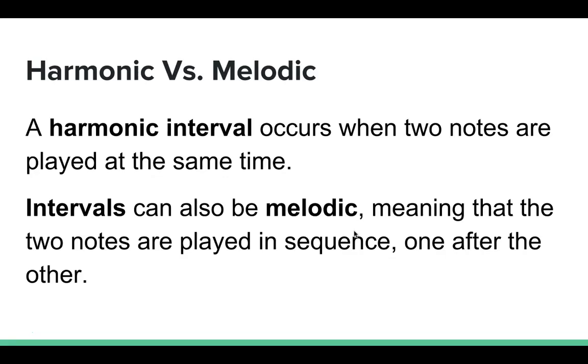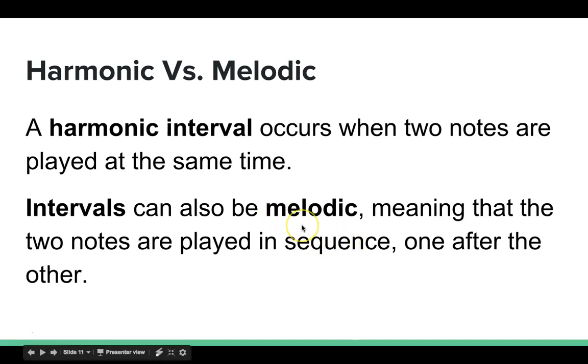Now, there are different ways to play these intervals. One is harmonic and one is melodic. Harmonic intervals occur when two notes are played at the same time, like so, creating harmony. Notice the root word of harmonic is harmony. When I play these notes at the same time, it creates harmony. Thus, this is a harmonic interval.